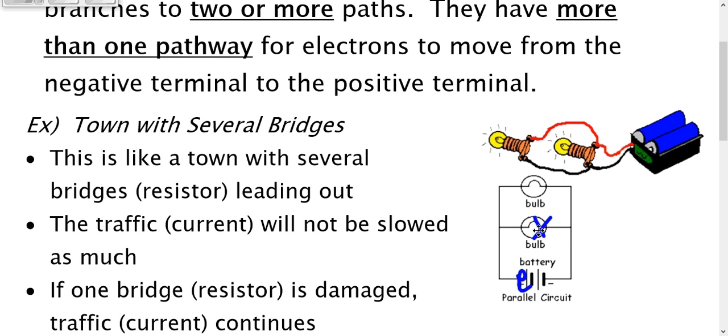If one bulb burns out, so this bulb burns out, and these electrons are trying to leave, well, then they can still close a path through this way. So our household wiring is hooked up in parallel, so that if one light bulb goes out in our house, our whole house's lights don't go out, just that one bulb does.